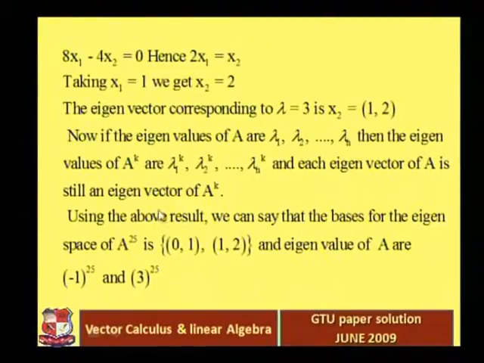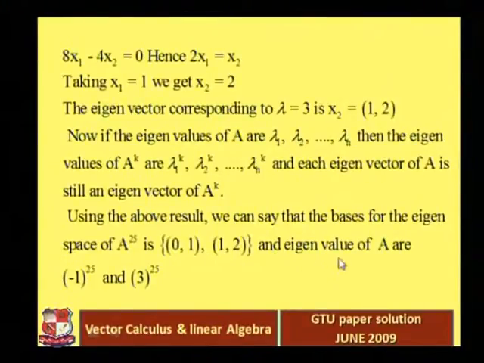So first of all we want to find the eigenvalue and eigenvector of A raised to 25. So using the above result, we can say that the basis vectors are definitely the same, right? Because each eigenvector of A is still an eigenvector of A raised to k. So the basis vectors are the same. Using the above result, we can say that the basis for the given space of A raised to 25 is still (0,1) and (1,2). That is exactly the basis vectors for the given matrix A.